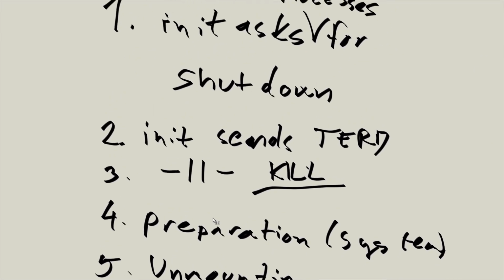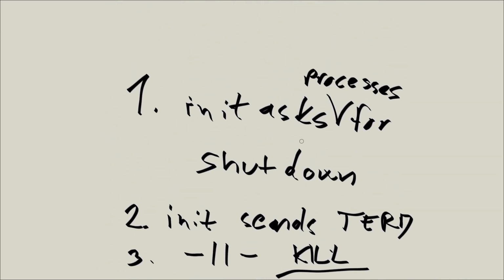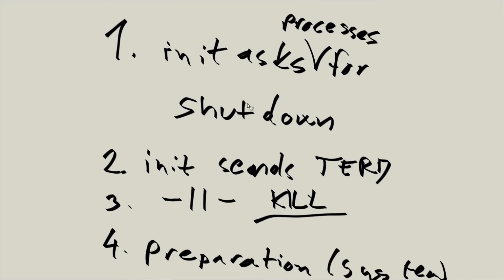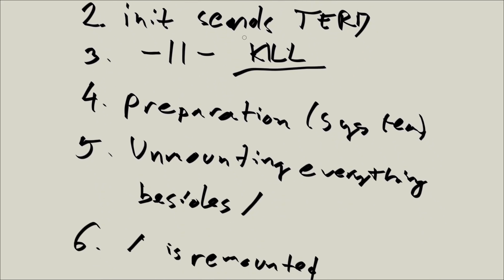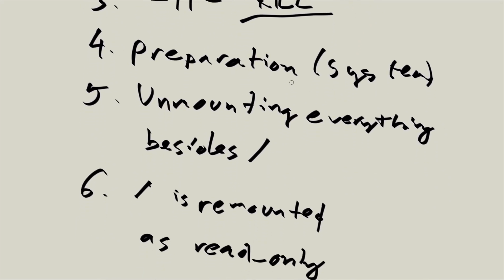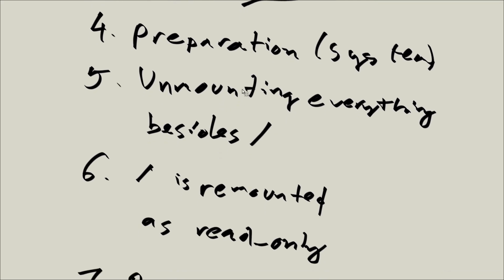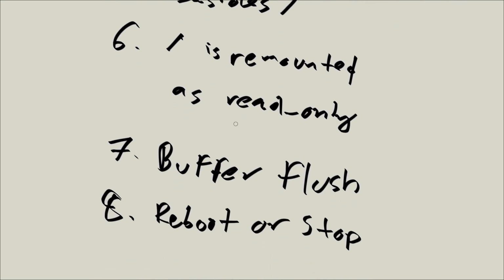Let's go over this again. First, Init asks processes to shut themselves down. If it doesn't work, Init sends the TERM signal. This is like Init gently asks anybody to shut down. Then if some process won't shut down, Init says, okay, terminate yourself. And then if the processes still don't listen, then Init says, okay, kill yourself, which means really end yourself in an ugly way. After that, we have subsystem preparation for the shutdown. Then everything is unmounted besides the root file system, and root is remounted as read-only.